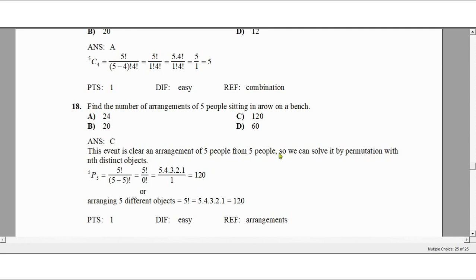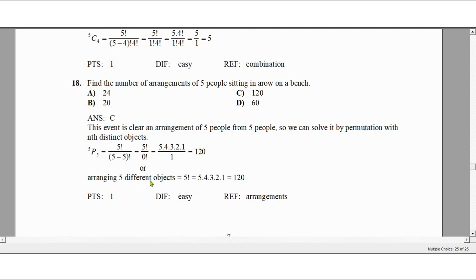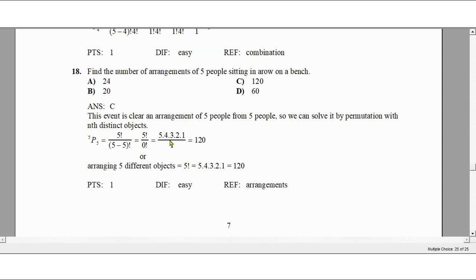So by permutation with n distinct objects, because we arrange all these 5 people. So it will be like this. 5 from 5 permutation. So it will be 5 factorial or 120. Or you can simply use this concept of arrangement. If we arrange 5 different objects, it's just 5 factorial. So it will equal 120. So arrangements, arranging, permutation.